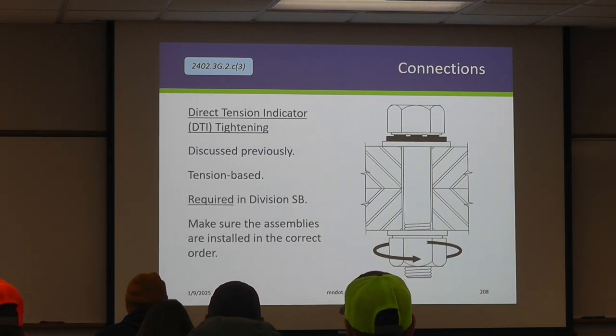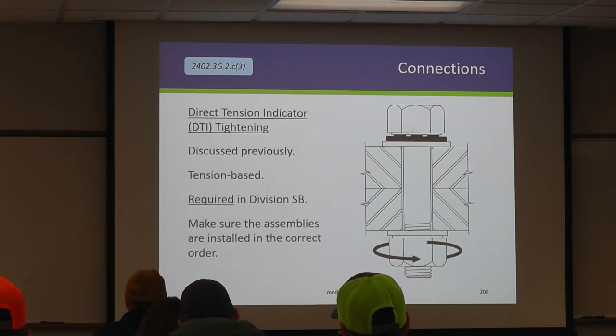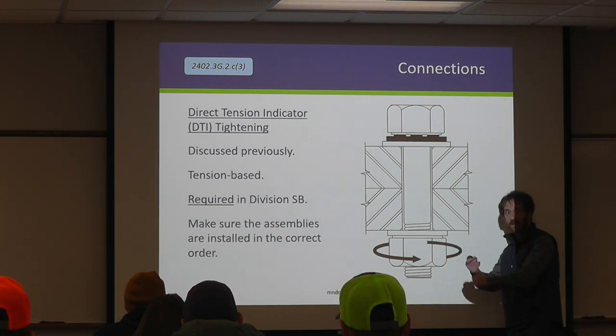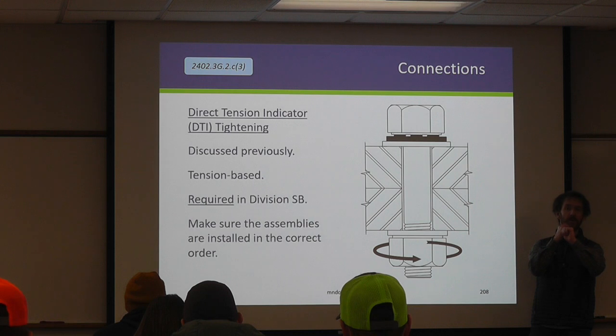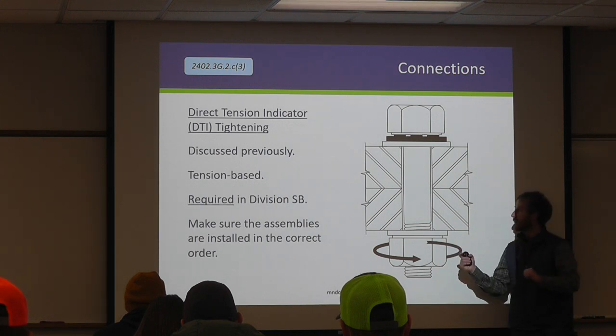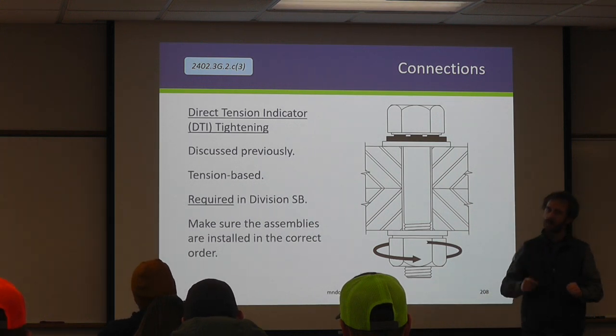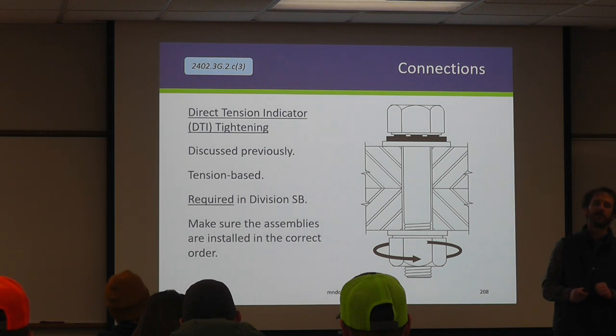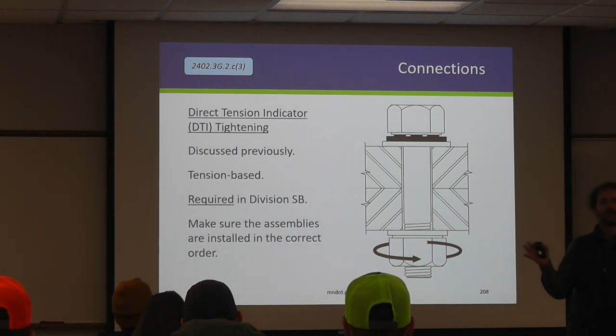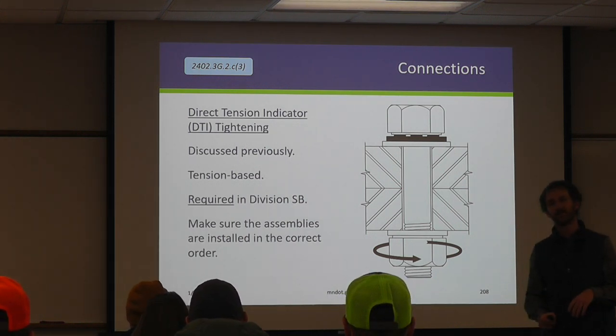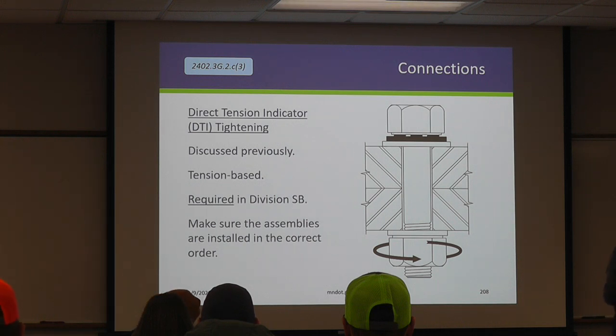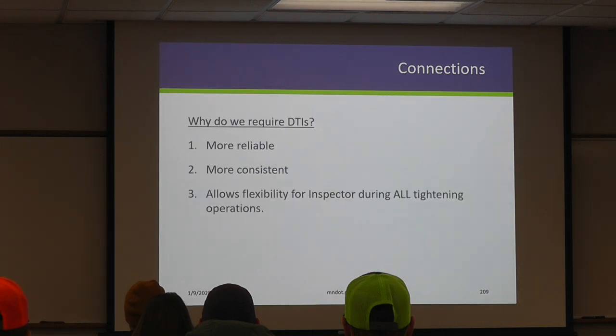DTIs, as we're passing this around, take a look at them. Tension based, right? Because the only way to crush these protrusions is by elongating the bolt and putting that compression into there. So these are almost always required in the Division SB. Spec book says here are your methods, but then the Division SB overrides to say you will use DTIs. And this big piece, and we've harped on this a lot, make sure that they're assembled in the appropriate order.